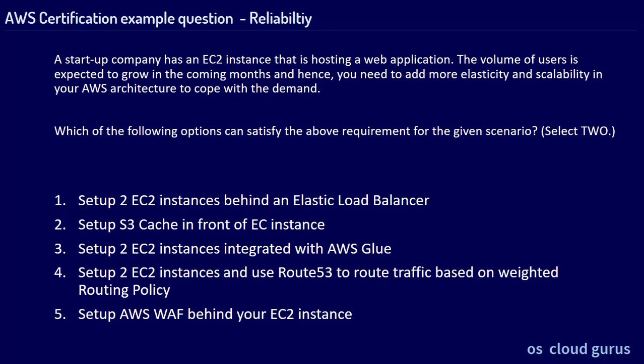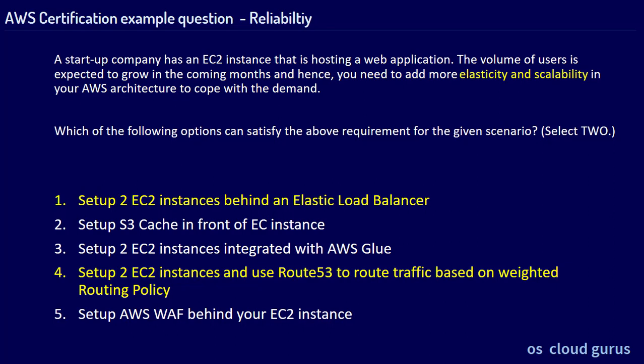Next question, I'm not going to read it. Please read your own. Pause the video for a second when you're ready. We have two possible answers, and please look at these 5 answers and then we're going to see the correct one. So the right answer is the EC2 instances behind a load balancer and Route 53 to route traffic on the weighted routing policy.